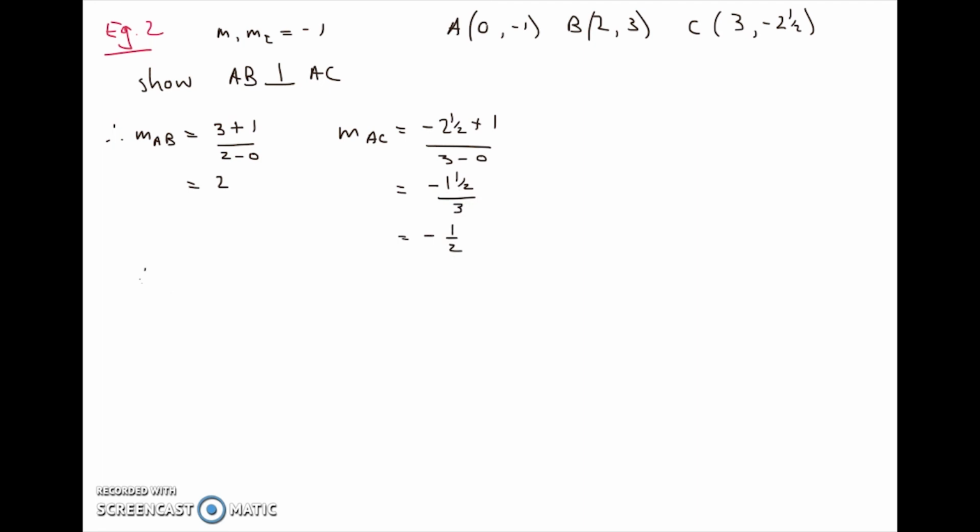Now what we need to show is that those two multiply together. So m_AB times m_AC equals 2 times -1/2. And when we multiply those together, they do in fact equal -1, which is what we needed to show. And therefore we can say that AB is perpendicular to AC.